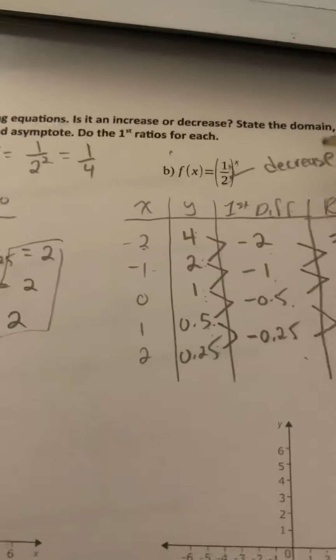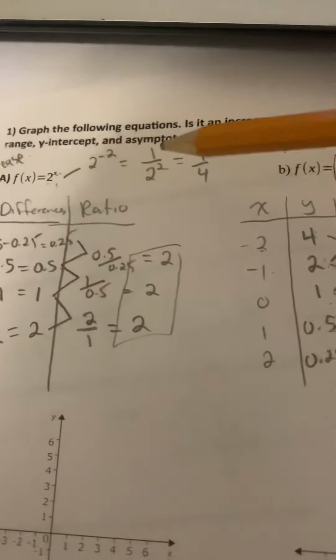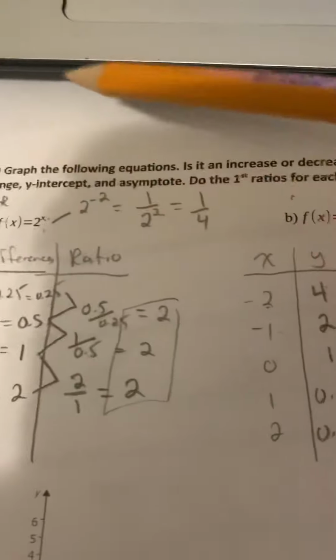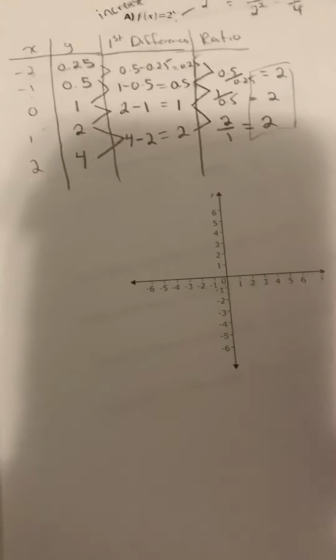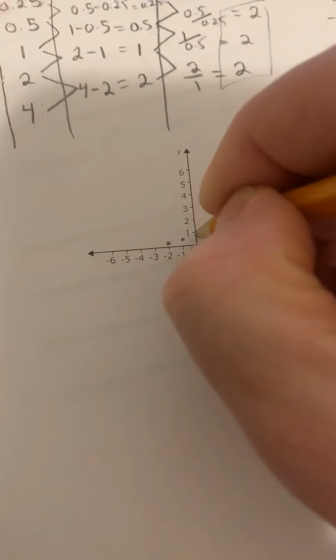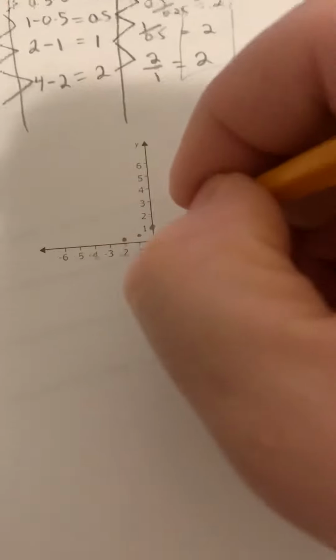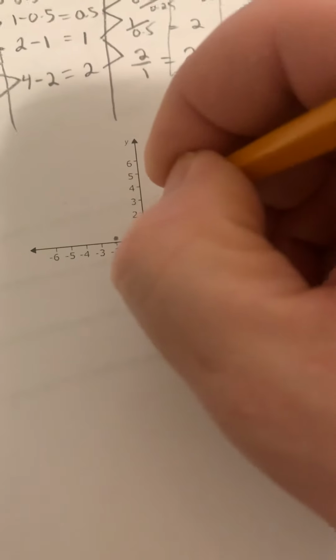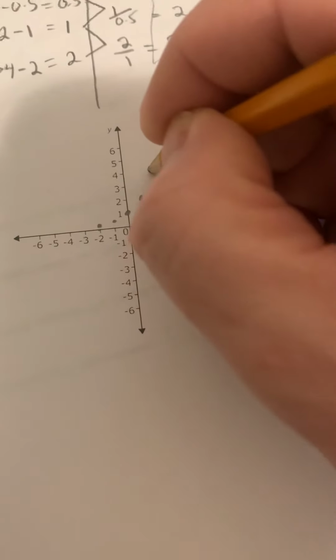Okay, but before we do the domain, range, y-intercept, and asymptote, we are going to graph it. Okay, so I'm going to graph them here. So -2 and 0.25, -1 and 0.5, 0 and 1, 1 and 2, and 2 and 4.